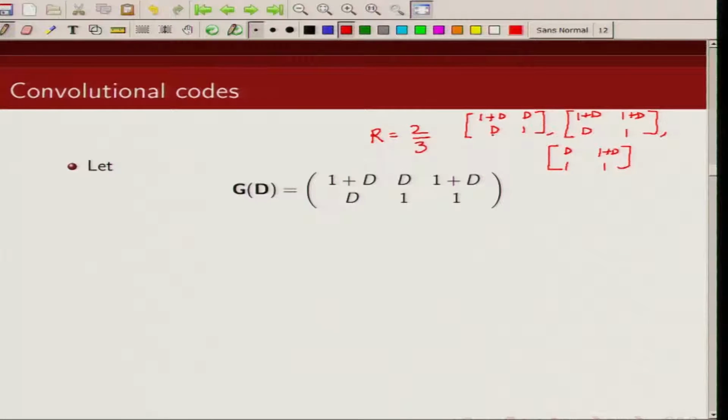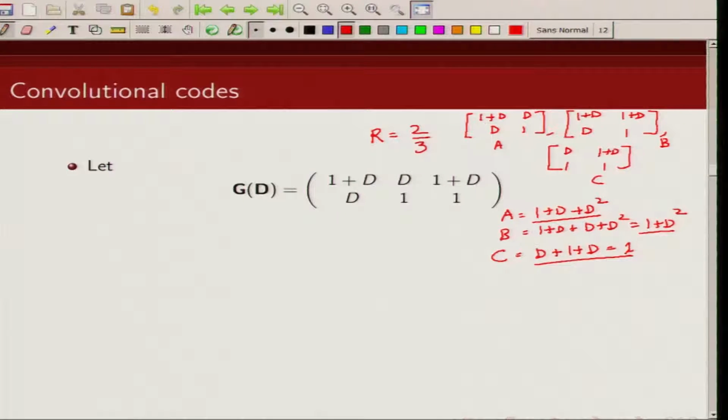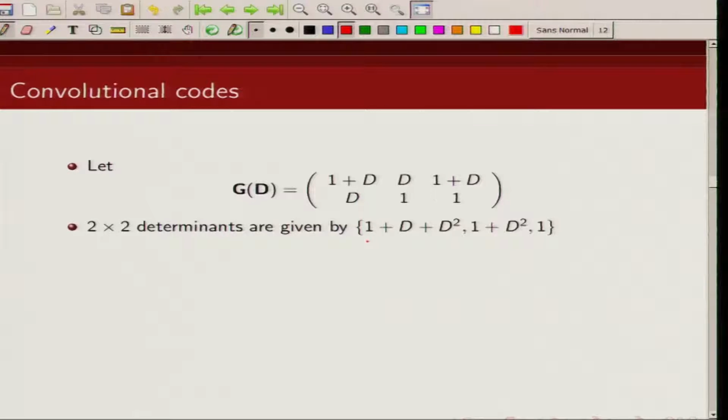Let us call them A, B and C. In case of A, the determinant is 1 plus d square. In case of B, the determinant is 1 plus d square, and C is d plus 1 plus d, so that is 1. So, these are the determinants of these 2 cross 2 submatrices, and that is what I have listed here: 1 plus d square, 1 plus d square and 1.